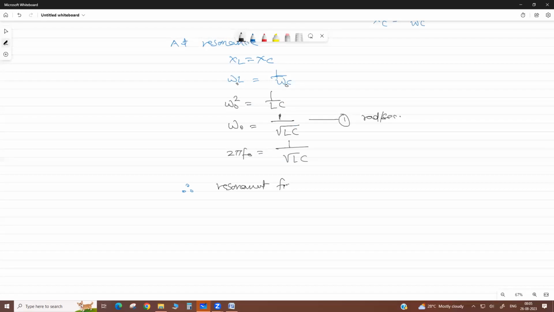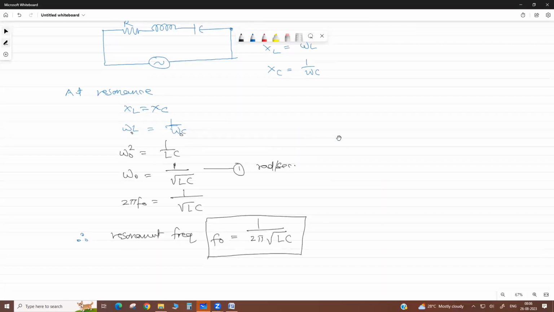Resonant frequency means the frequency at which your RLC circuit is resonant. It means it comes under resonance. It is f naught equals 1 by 2 pi under root LC. Please listen, this is for a series RLC circuit. So this is the formula for resonant frequency.